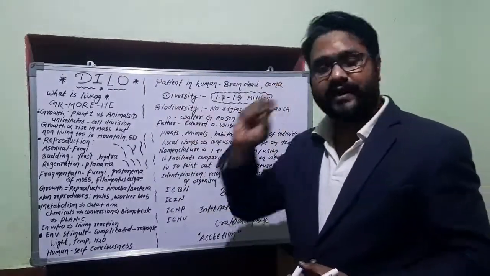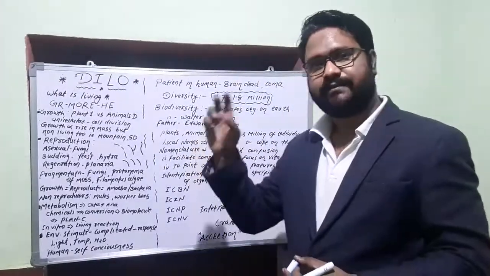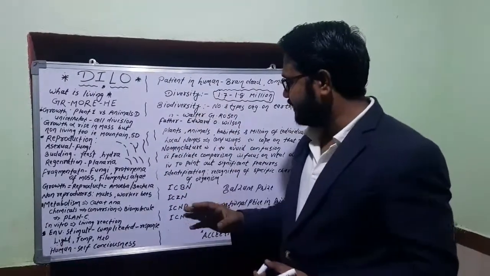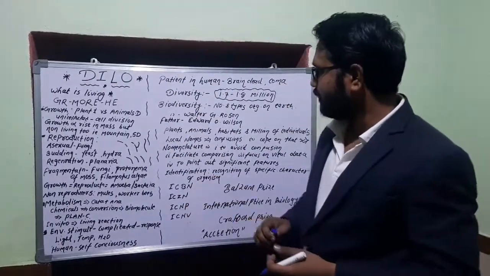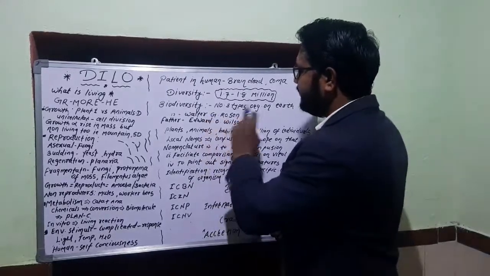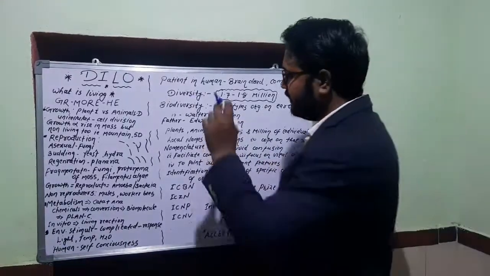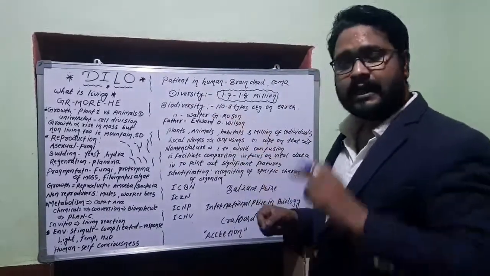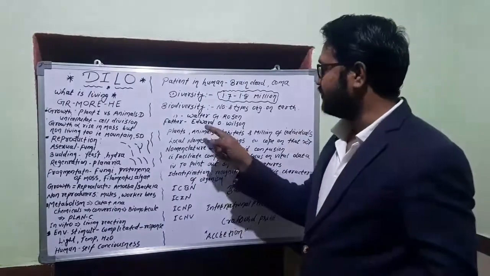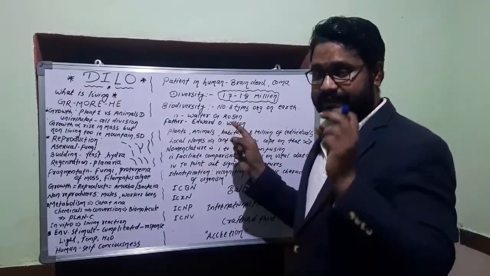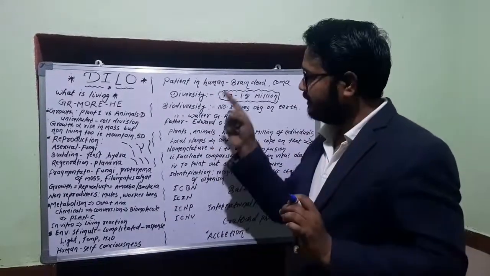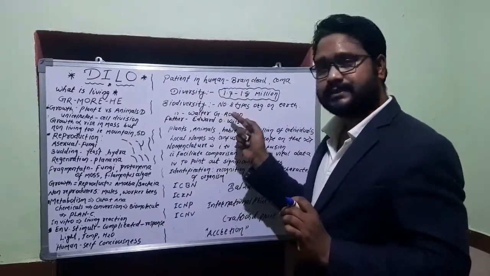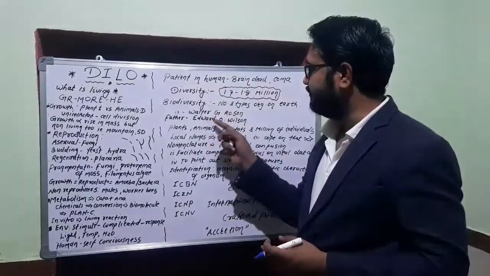Now this is a very important term in the study of ecosystem ecology or environmental biology: biodiversity. The term biodiversity was coined by the scientist Walter G. Rosen, and the father of biodiversity is called Edward O. Wilson. So please remember these names correctly. The term biodiversity was coined by Walter G. Rosen, and the father of biodiversity is Edward O. Wilson.